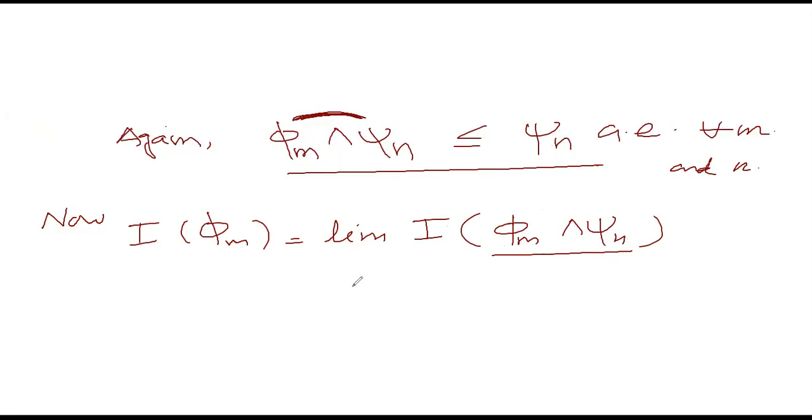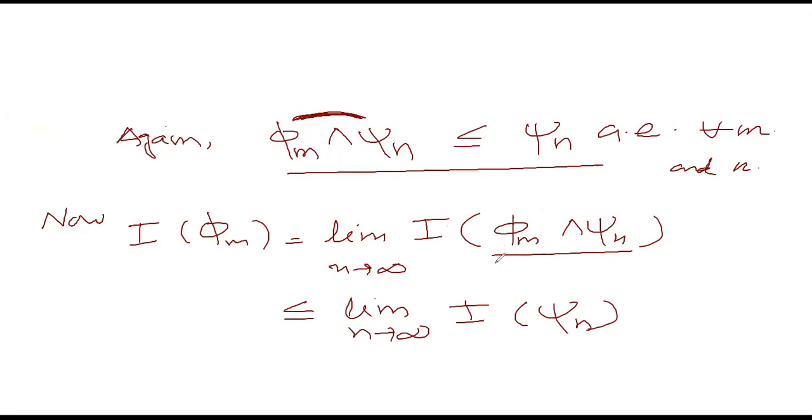So this limit will be less or equal to the limit as n approaches infinity of the integral of psi n. Because this meet is less or equal to psi n, we have to apply the monotone property of the integral. That's already done. So this is true for all m greater or equal to 1.